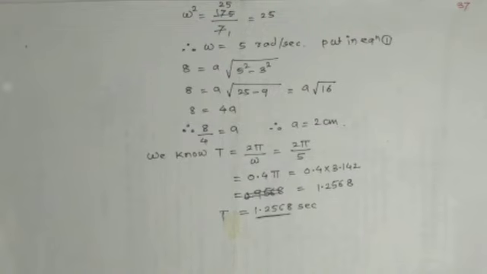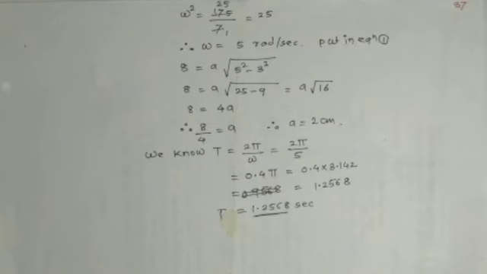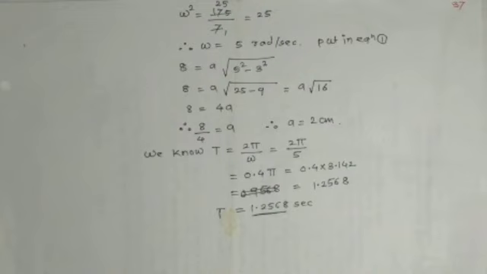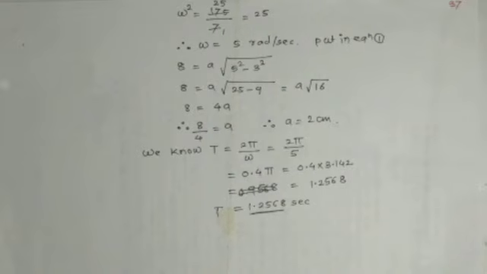If we substitute the value of omega in equation 1, 8 equals A square root of 5 square minus 3 square. 8 equals A square root of 25 minus 9. So equals A square root of 16. So 8 equals 4A. So A equals 2 centimeter. So amplitude is 2 centimeter.